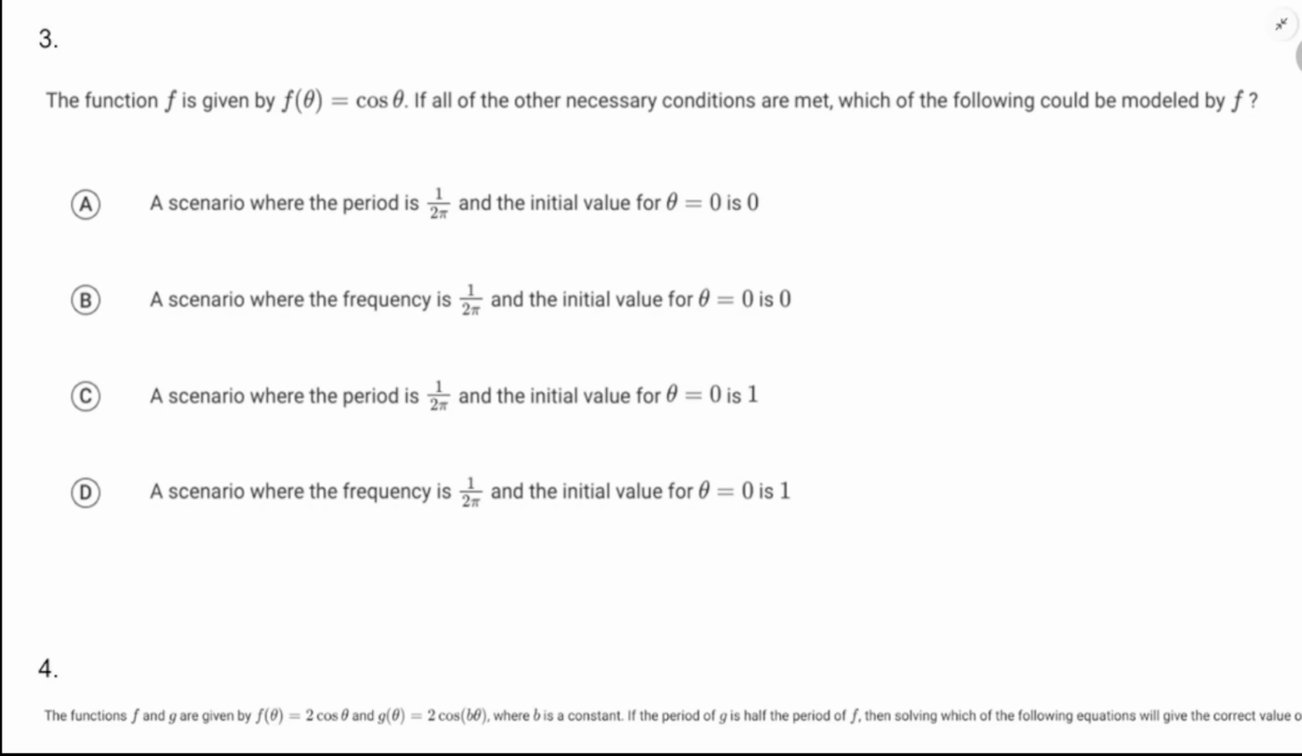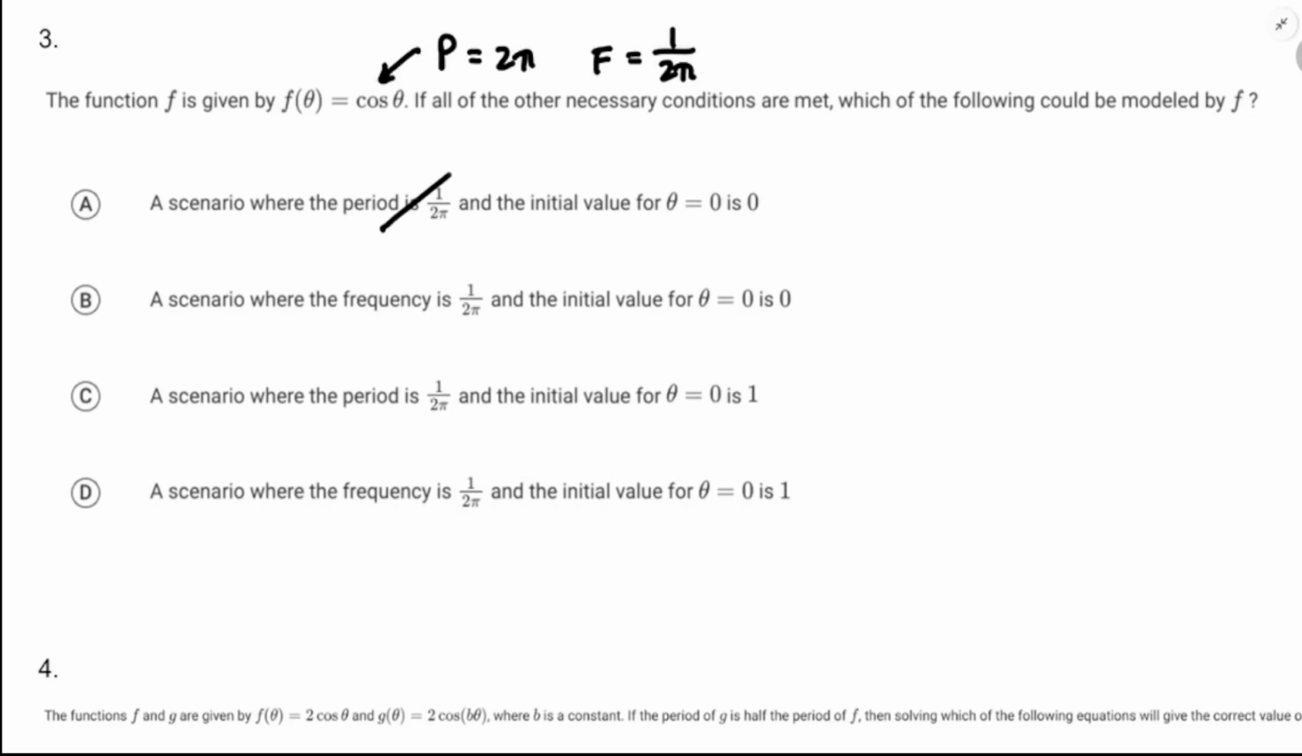Which of the following could be modeled by f? A scenario where the period is 1 over 2 pi? No. Okay, well here's period and frequency. The period for cosine is going to be 2 pi, at least for regular cosine. And we know that frequency is 1 over the period, so frequency would be 1 over 2 pi.